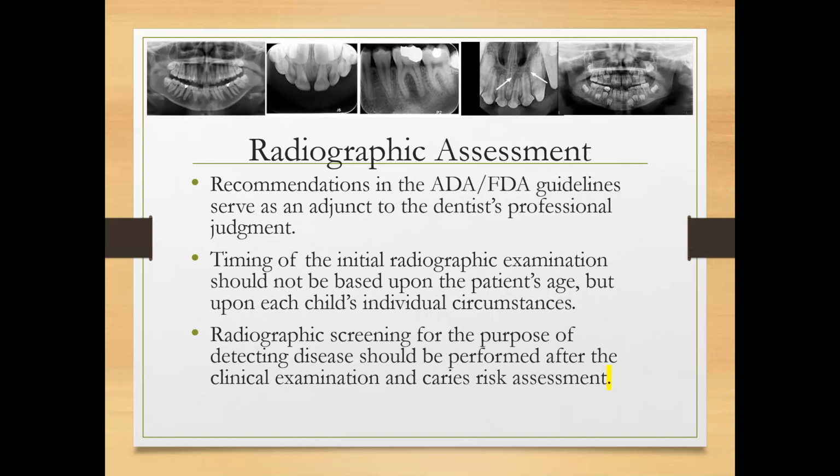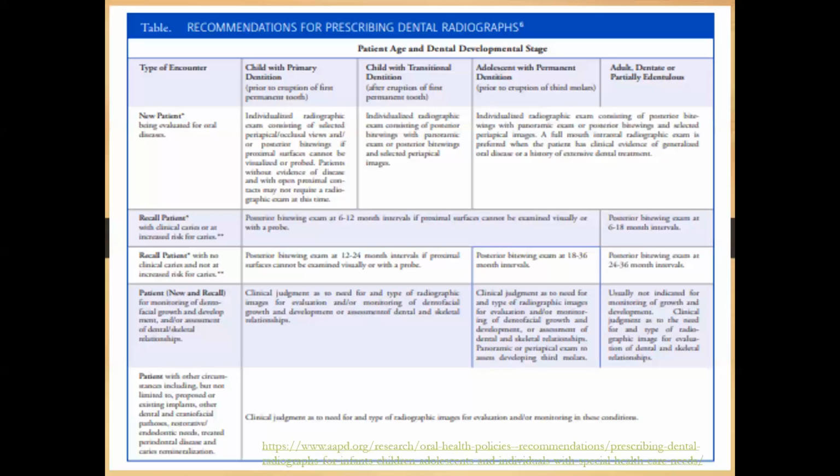Something else to consider is the timing of initial radiographs. You shouldn't just base it off the patient's age. You should really look at their dental age. And remember, each child has their own unique individual circumstances, so you really want to follow up based on each child. Radiographic screening for the purpose of detecting disease should be performed after the clinical assessment, and again, after caries risk assessment. So just remember that as you're doing your information gathering.